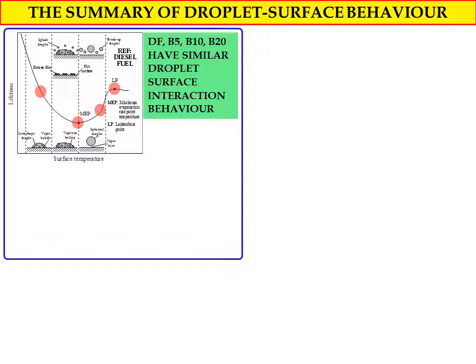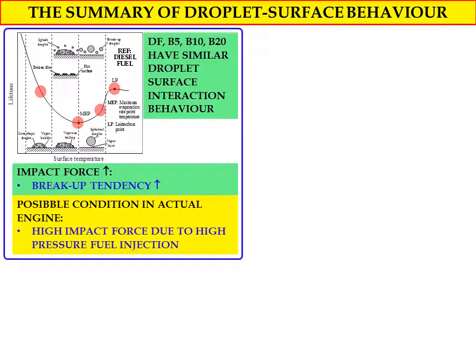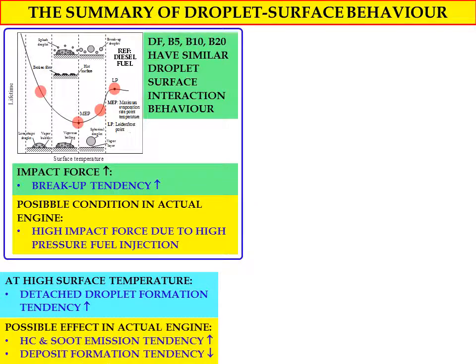As we discussed before, in terms of droplet surface behavior, DF, B5, B10, and B20 have similar droplet surface interaction behavior. When impact force increases, the breakup behavior tendency also increases. So a possible condition in an actual engine is that the high impact force will occur due to high pressure fuel injection. At high surface temperature, the detached droplet formation tendency will increase. So a possible effect in an actual engine is that hydrocarbon and soot emission tendency will increase. Deposit formation tendency will decrease.